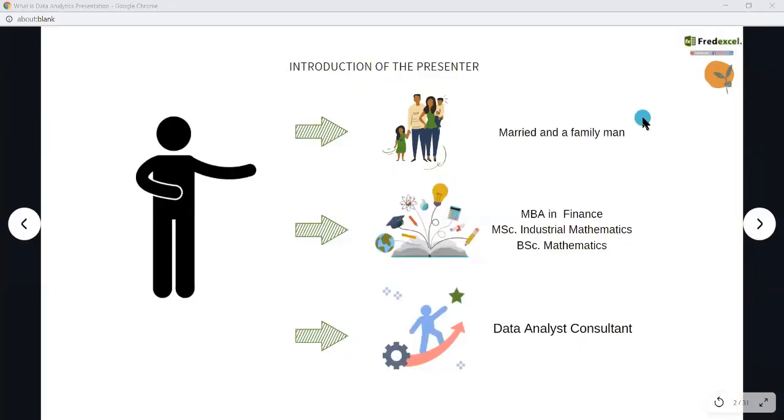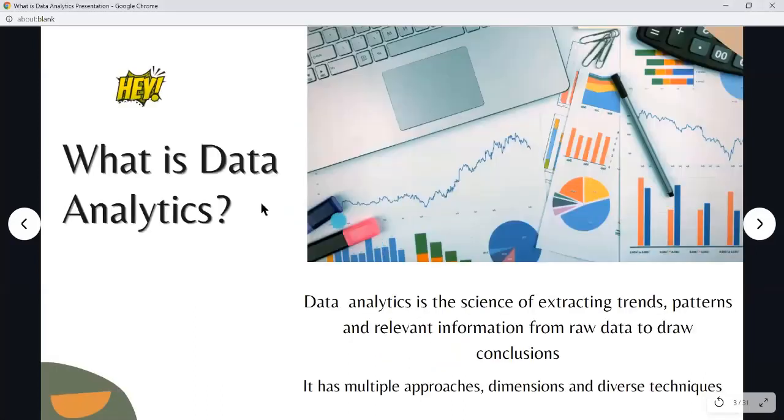Okay. Basically, I'm a married man. As they introduced me, MBA in finance, academics, and also a data analyst consultant. And that's what I do, and that's my stronghold. Basically, I'll move us straight.